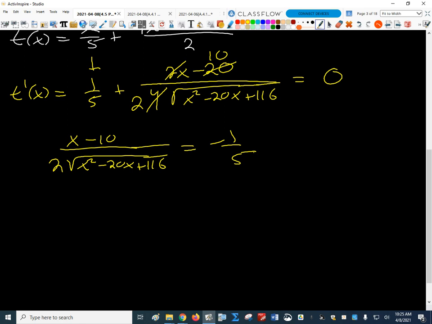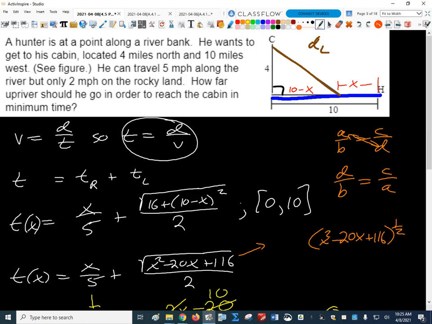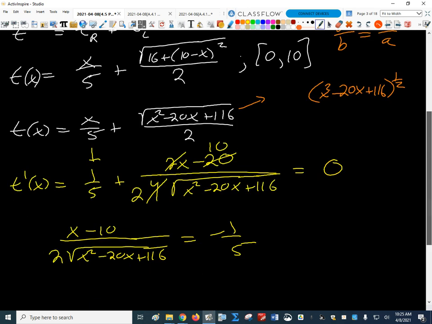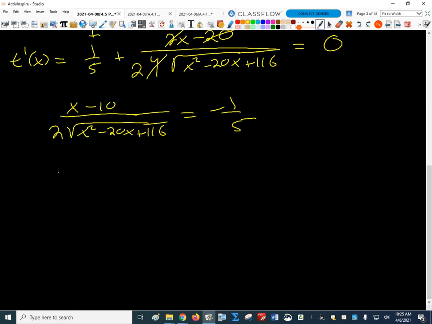Okay, and there's some issues we've got to consider when we square both sides. We'll get there in a second. So first of all, let's isolate this guy. So if I cross multiply, I get negative 2 times the square root of x squared minus 20x plus 116 equals, this cross product's going to give me 5x minus 50, okay?